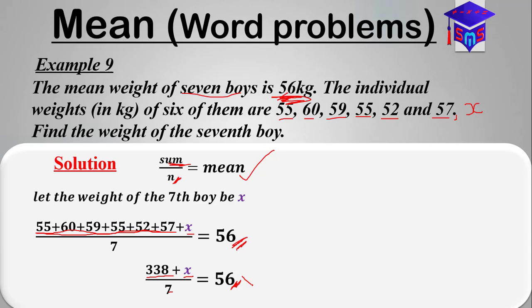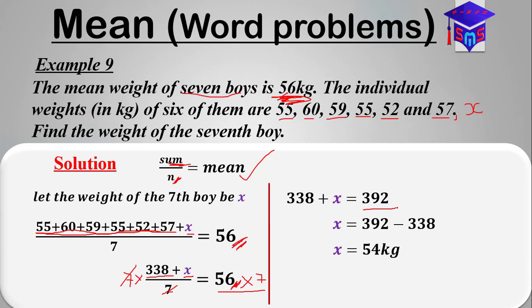So from here you multiply both sides by 7, so that this 7 will cancel this 7, and so you have on the left side 338 plus x, and that is equal to 392. And when you solve for x, you'll be getting x to be equal to 54. X is 54 kilograms. So therefore the 7th boy weighs 54 kilograms.